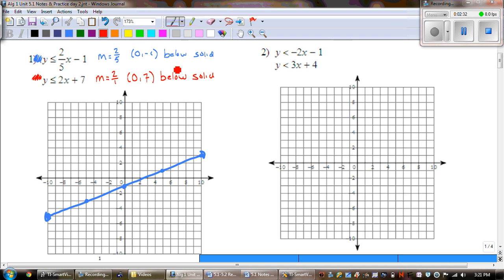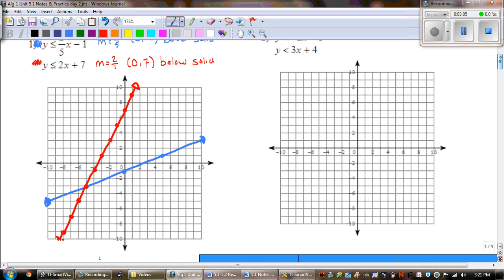Okay, so let's go ahead and start graphing. I'm going to start at (0, 7). I'm going to go up 2 over 1, and I'm going to do that in both directions all the way through our graph. Okay, and then I'm going to draw my line. So that worked out nice because they were both solid lines, so I didn't even have to worry about making them dashed or having open points.